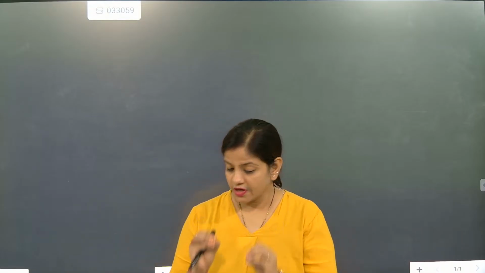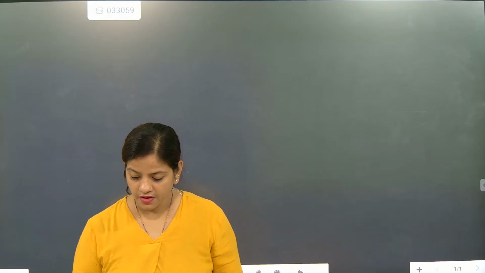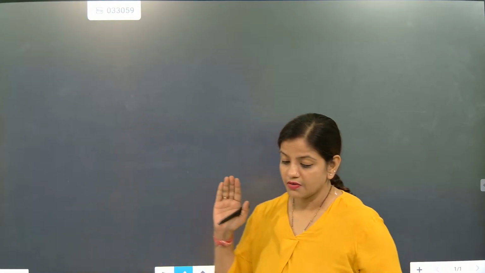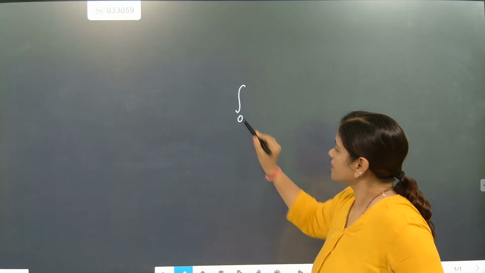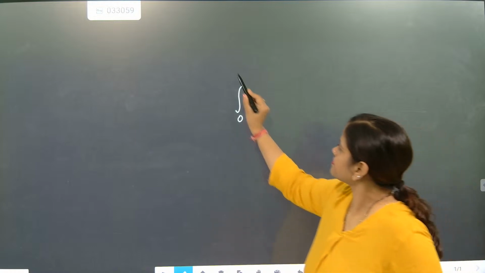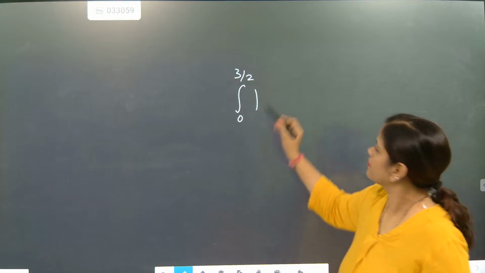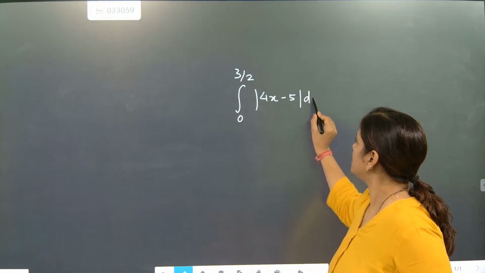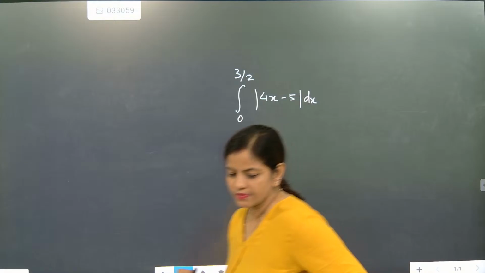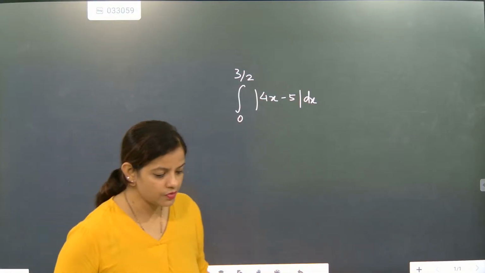I brought some very important questions. Today you have to solve. Understood? First question is the integral from 0 to 3 by 2 of |4x minus 5| dx. And your time starts now. This is the first integration question.